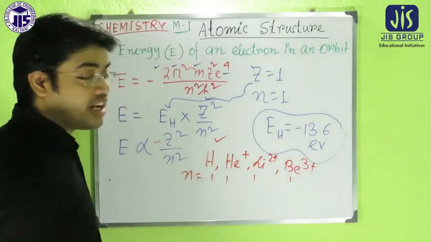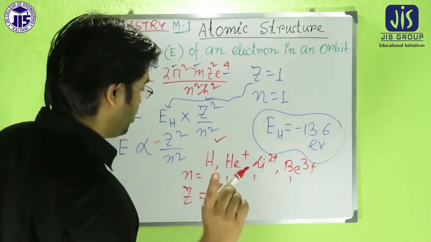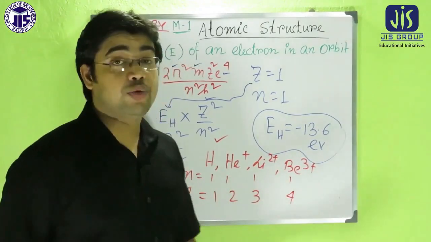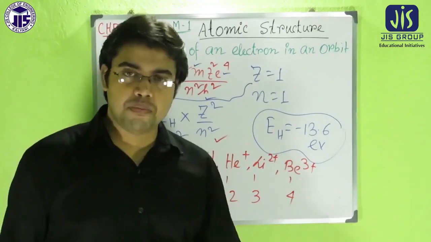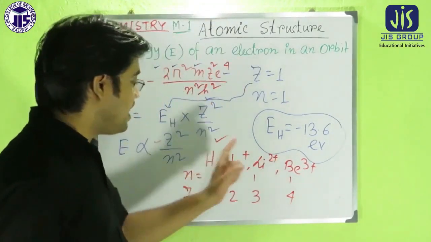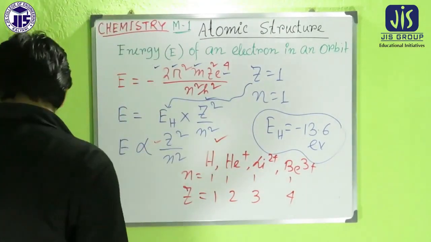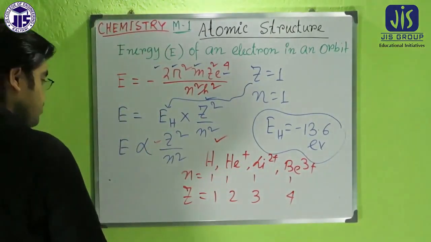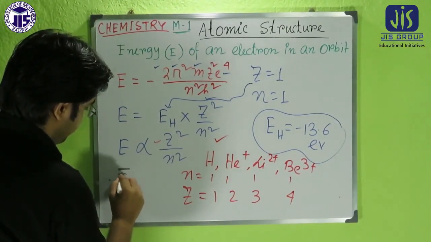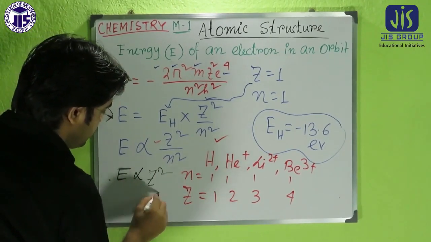So in each and every case here n is equal to 1, but z will not be 1. Here z is equal to 1, 2, 3, 4. What I told you is that z is the atomic number. So if z is the atomic number, then obviously it will vary from hydrogen, helium, lithium, beryllium. So now the equation reduces to E proportional to z square.